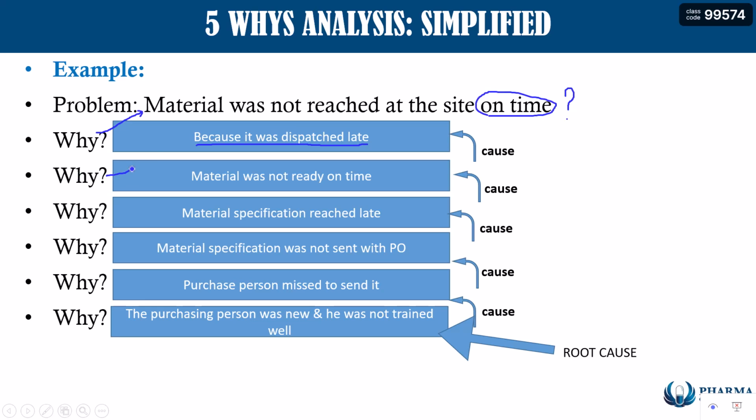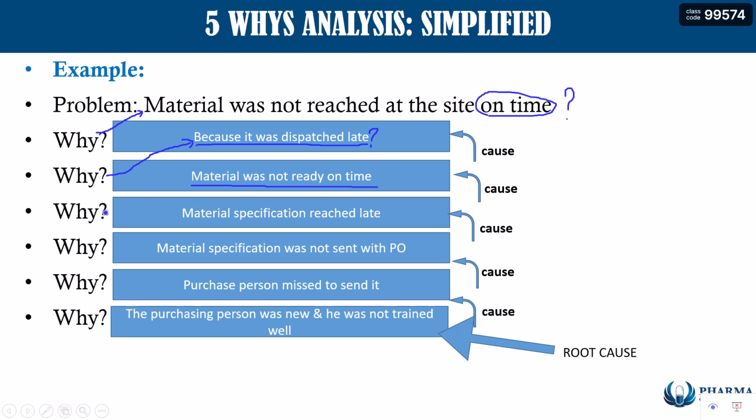So I will connect these questions by beginning with the why, and my question becomes: why was it dispatched late, isn't it? The second why is now: why was the material dispatched late? Now the answer to this question is: material was dispatched late as it was not ready on time. Material was not ready on time.